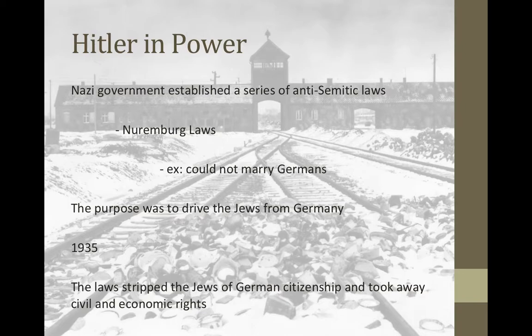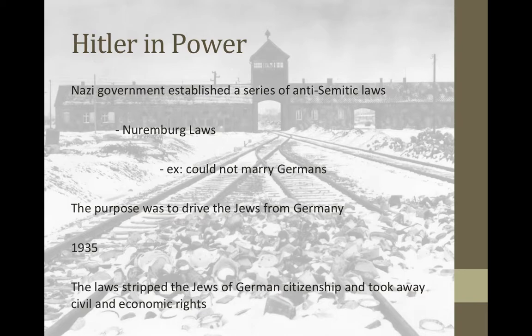Another example of the Nuremberg Laws is that you could not vote. You didn't have citizenship. It took away all of your civil and economic rights. You didn't have the same rights as a German living in Germany. And also you couldn't marry Germans. It was forbidden for Jewish people to marry Germans. And so this happens in 1935 with the Nuremberg Laws.